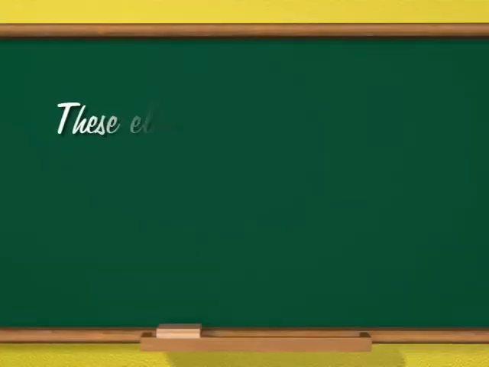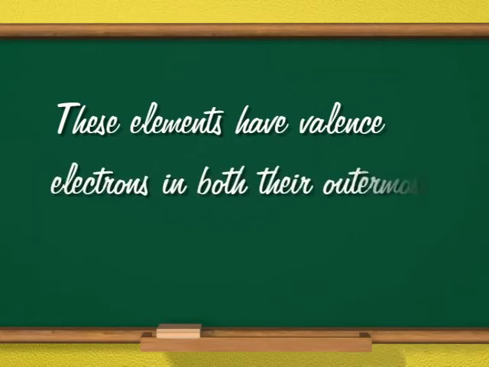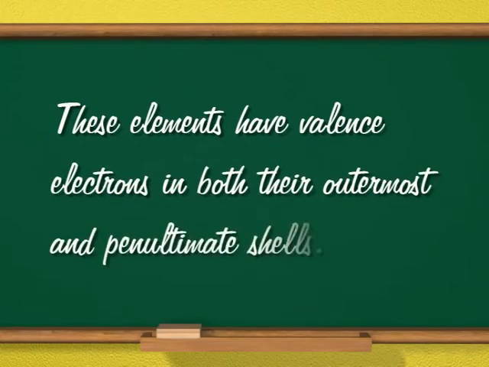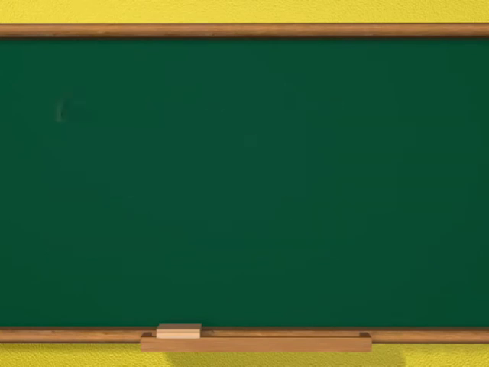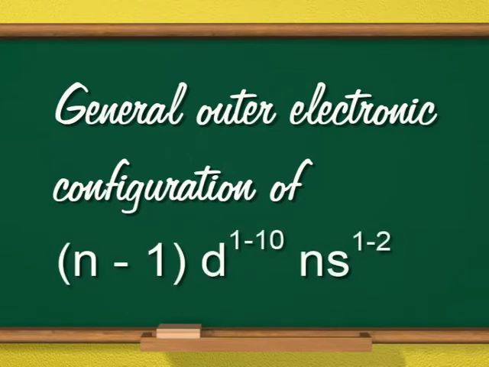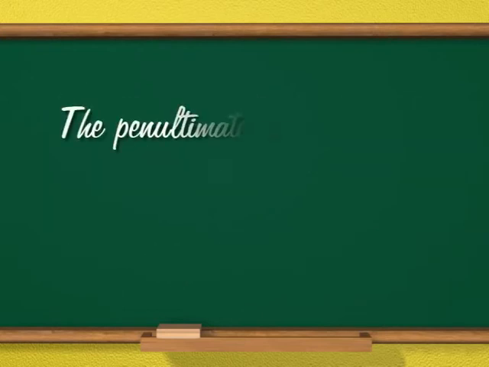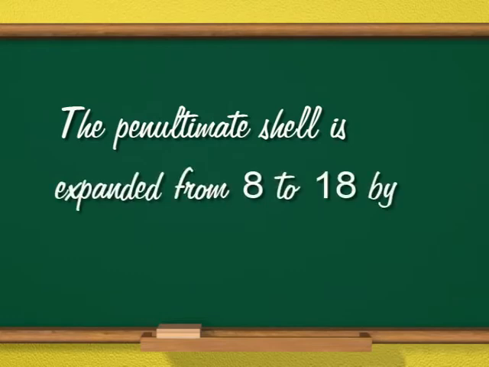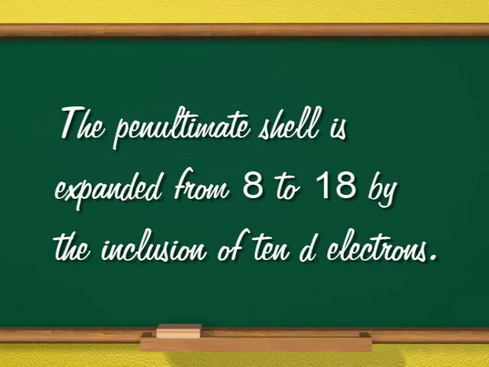D block elements, students, are those in which the added electron goes into one of the d orbitals. These elements have valence electrons in both their outermost and penultimate shells and have a general outer electronic configuration of (n-1)d 1 to 10 ns 1 to 2. The penultimate shell in these elements is expanded from 8 to 18 by the inclusion of 10 d electrons.